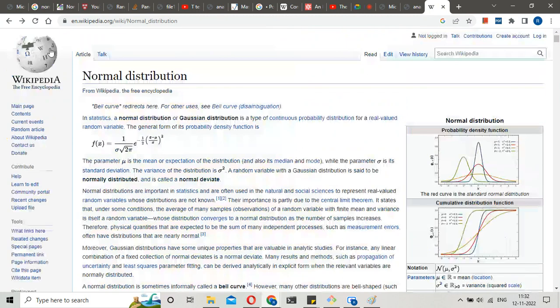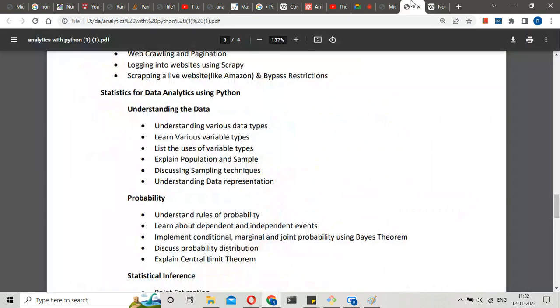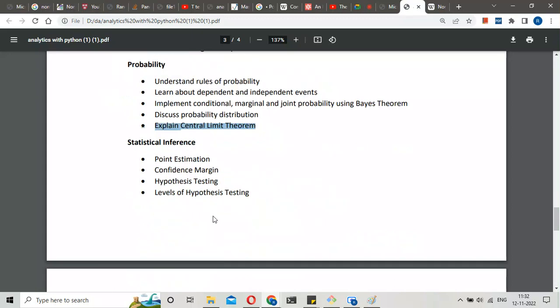This is one thing, and now I think it has some other topics also. We talked about explaining this. Data types and various others, this we can take later. Data representation, yeah, this we can also take later. We talked about CLT, that is fine. And now there is point estimation and confidence margin. This I wanted to cover.